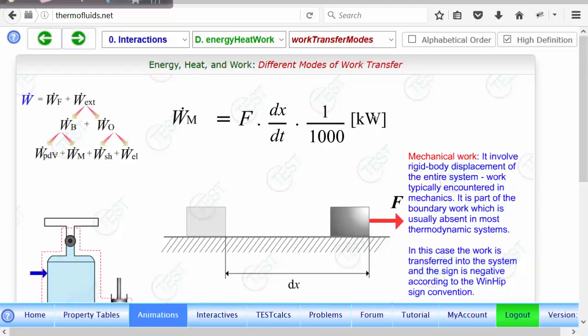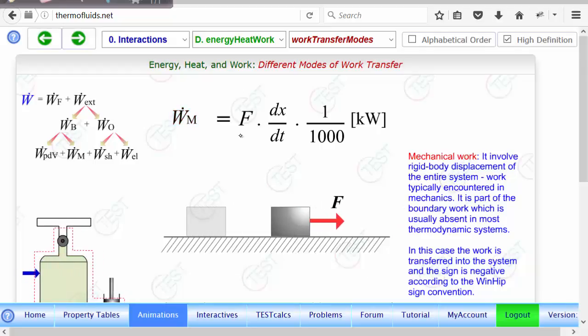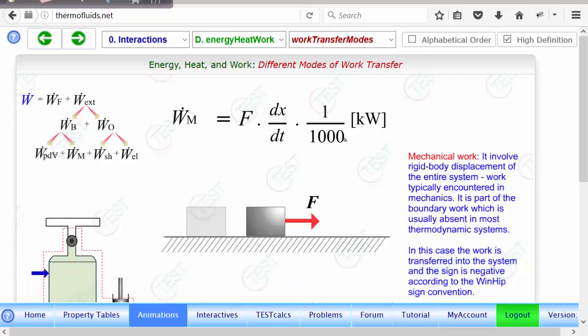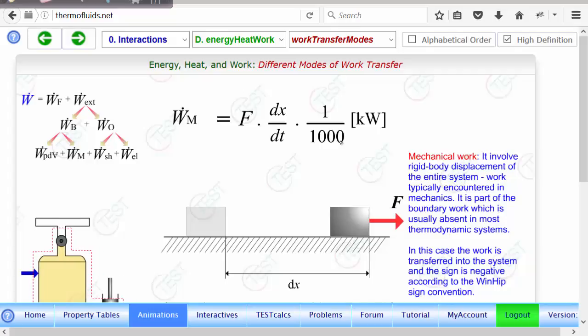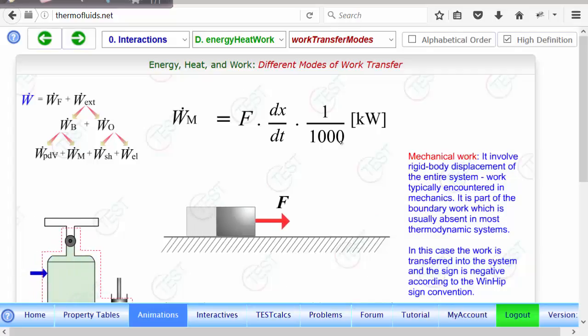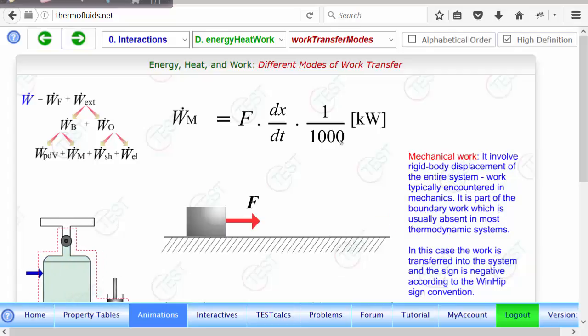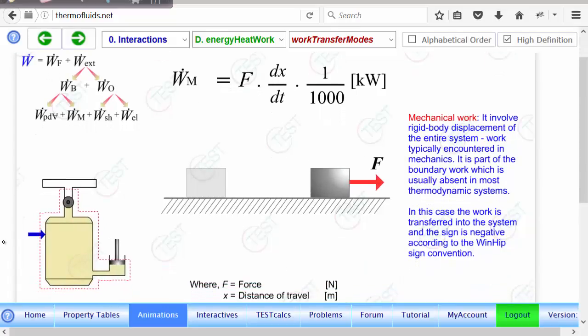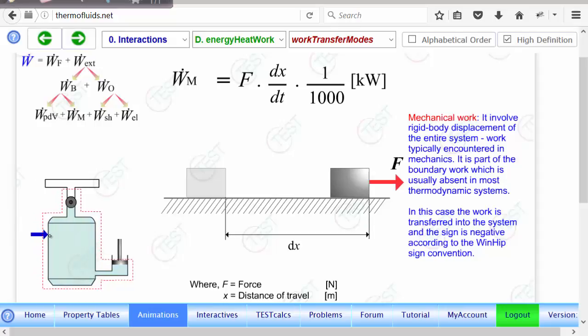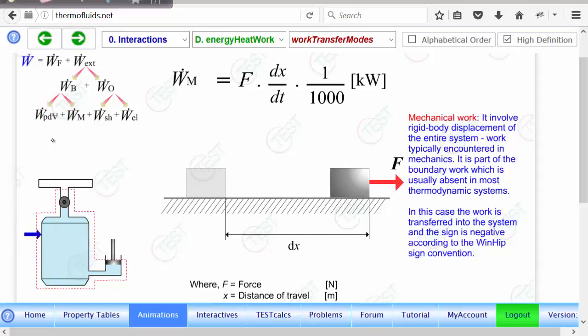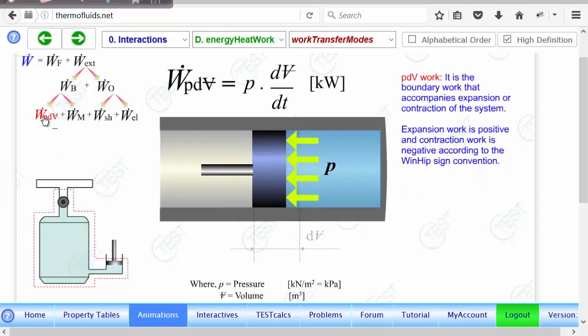So force times velocity is the mechanical power, mechanical work. If the force is in Newton, then you have to divide by 1,000, of course, to get kilowatt. Now, it's very unlikely that a whole system is being moved in thermodynamics. Anyway, another kind of boundary movement is more common in thermodynamics.